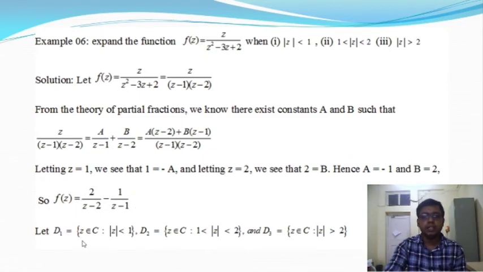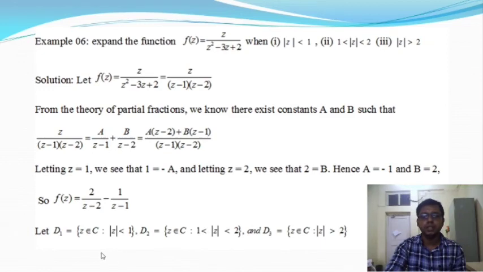So now let D1 be the region. That means D1 is the set of all points within the circle such that modulus of Z is less than 1, and D2 is the annular region bounded by the circle whose radius is 1 and the circle whose radius is 2, as well as D3, which is all the points that lie outside the circle modulus of Z equal to 2, the circle whose center is at the point 0 and radius is 2. So there are three regions, D1, D2 and D3.